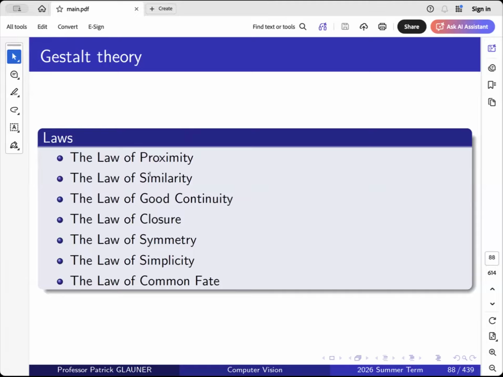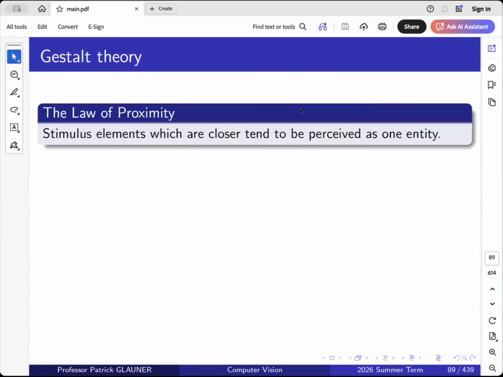There's the law of proximity, similarity, good continuity, closure, symmetry, simplicity, and common fate. We're just looking at two of these laws. So if you're curious about Gestalt theory, feel free to look up more of these laws. It's just briefly to show you how we as humans tend to perceive things, and then in a moment we will see how this could be exploited in a computer vision system.